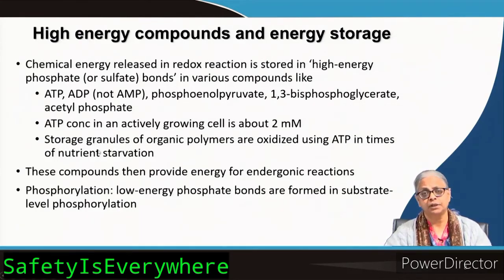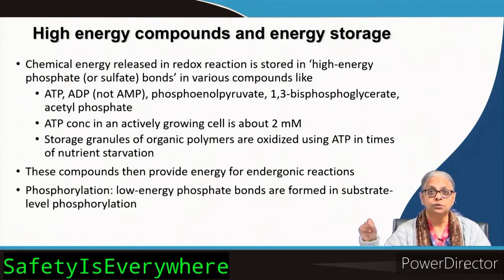Storage granules of organic polymers can be oxidized using ATP when there is nutrient starvation in the environment, or rather when the environment has low levels of nutrients. These high energy containing compounds can provide energy for endergonic reactions, and that's why they are so important. And then finally we have phosphorylation. So low energy phosphate bonds are formed in what is called substrate level phosphorylation.